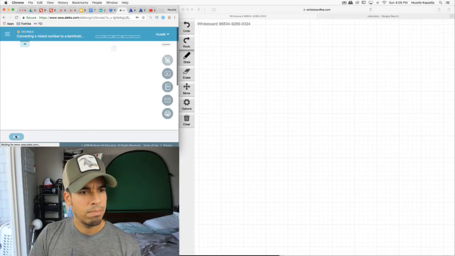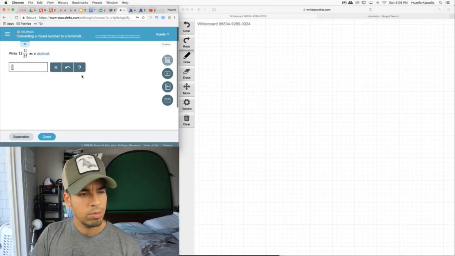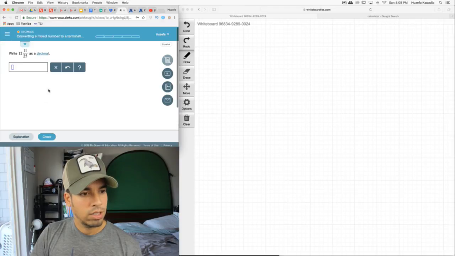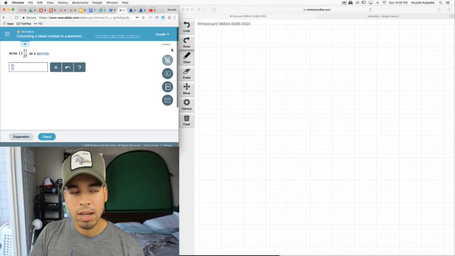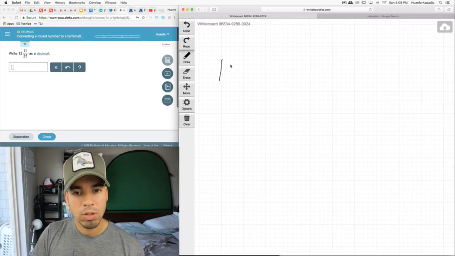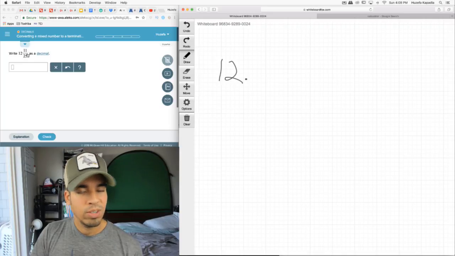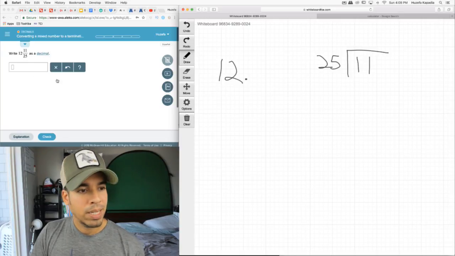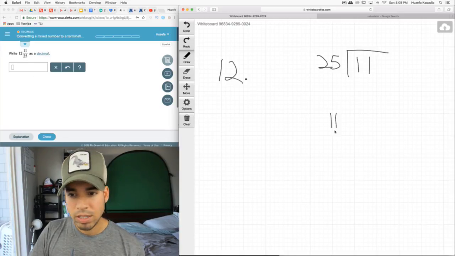Now we convert a mixed number to a terminating decimal. Okay, so this is an interesting question because basically what we do is we know the whole number's there, and it's just going to be like 12 point something. But it's converting this. Now, the typical way is we take the numerator and we divide it by the denominator. But here, it's got a base of 25. So there's something easier we can do.